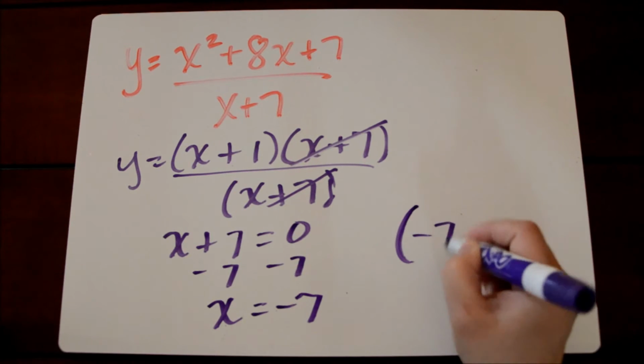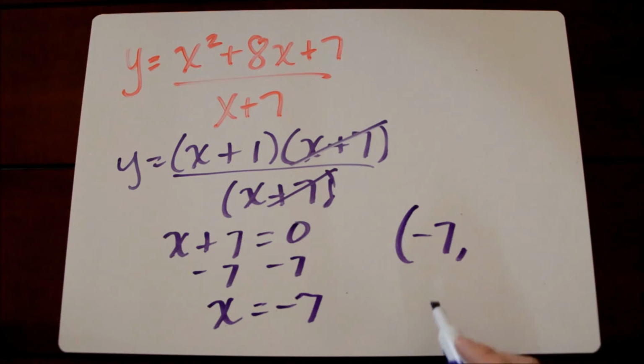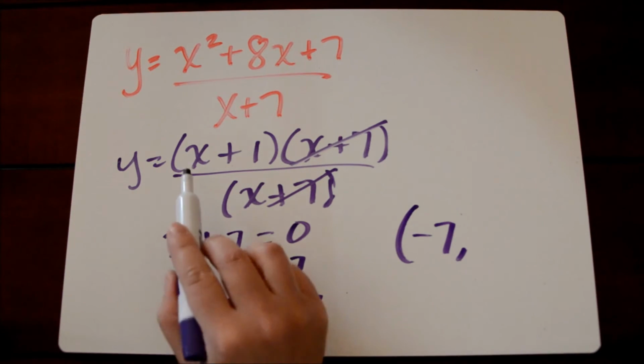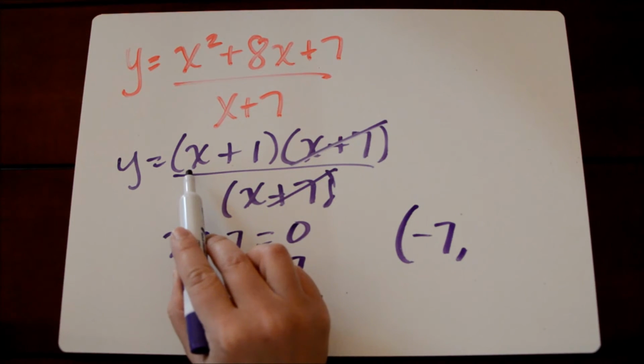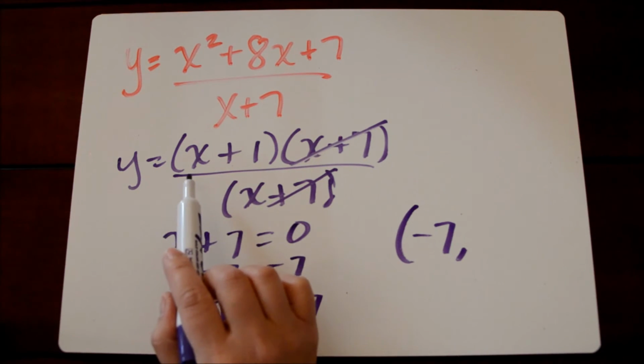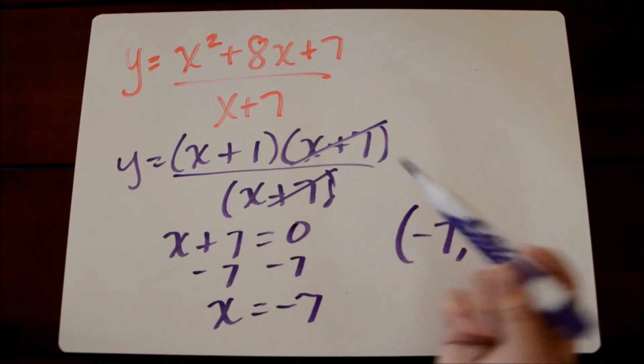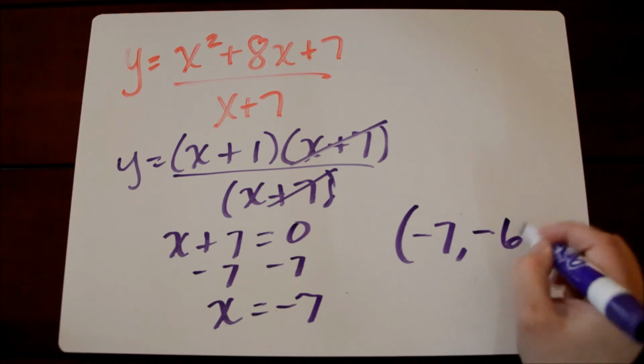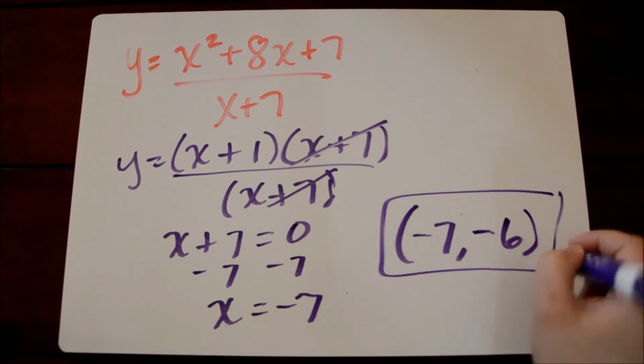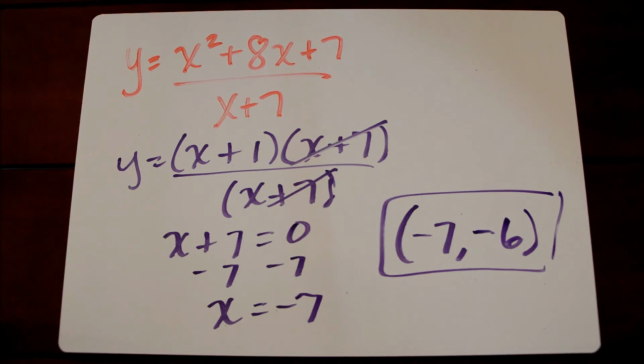This is the x value of our hole, and to find the y value, we're going to substitute that into whatever we have left over. So negative 7 plus 1 is negative 6. So our removable discontinuity, or our hole, is at negative 7, negative 6.